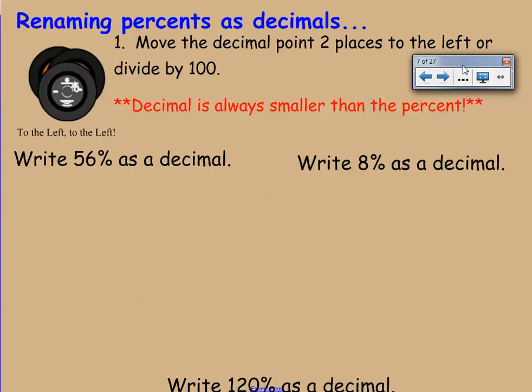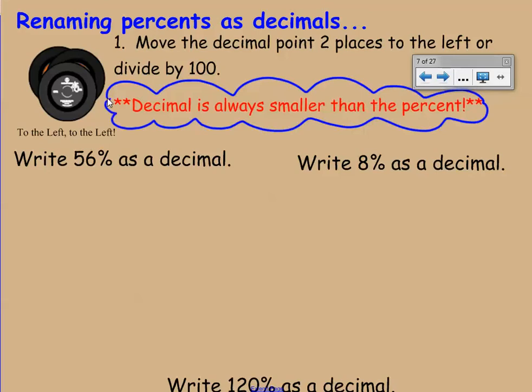So we're going to move on to the right side of your paper right now. This is going to be pretty simple. You are going to move the decimal point 2 places to the left, or you can use your calculator and divide it by 100. Either way works. And something key to remember, it's on your paper, I have it written in red to draw your attention to it: the decimal is always going to look smaller than the percent. Technically, they're both the same amount, but your decimal is going to be the smaller looking number.